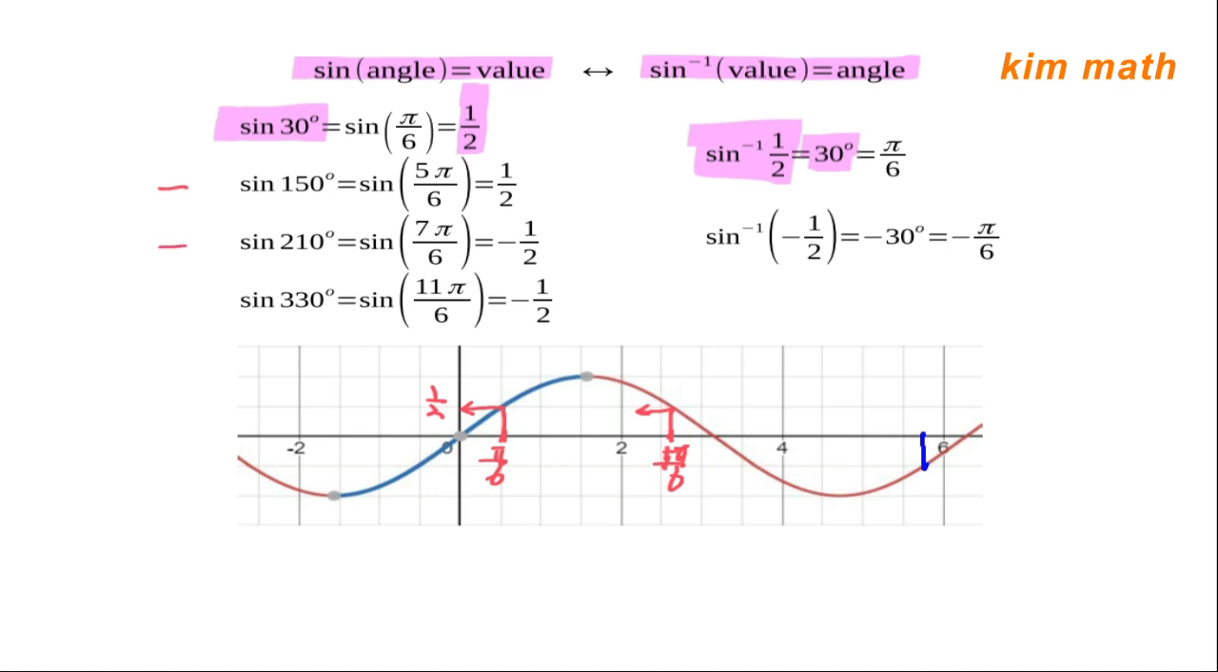And next one, sine 210 or sine 7 pi over 6, that is about here, 7 pi over 6. Now the corresponding function value is here. What is the function value? Negative 1/2. And the last one, sine 330, about here. Now this is also negative 1/2. I think everyone can understand this picture already, but the key point is the right side value.